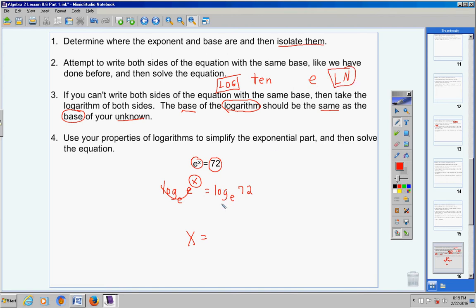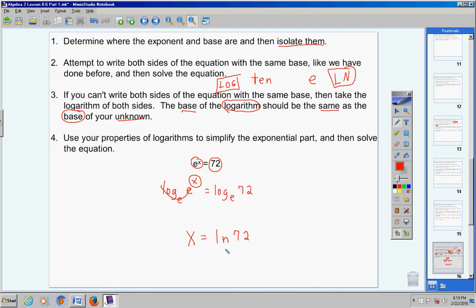So look what you've got. X equals log base E. That's the same thing as what? Natural log of 72. We learned that yesterday. Logarithm base E means natural log, or you can say natural log means logarithm base E. It's the same thing. So you're done. X equals what? The natural log of 72.